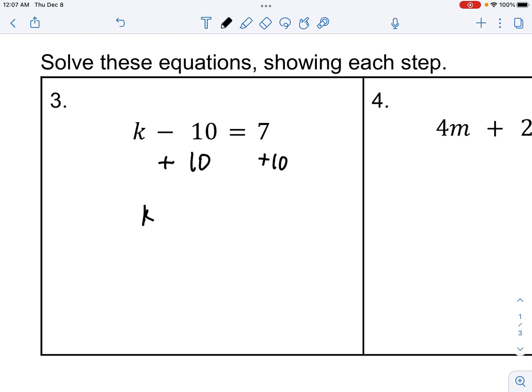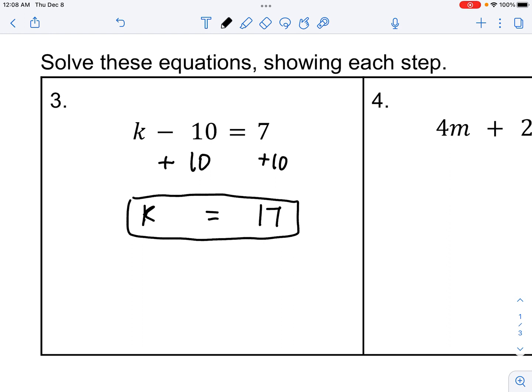So k minus 10 plus 10 is just k, because that's 0. So I have k is equal to 7 plus 10 is 17. So that is my answer. K is equal to 17.